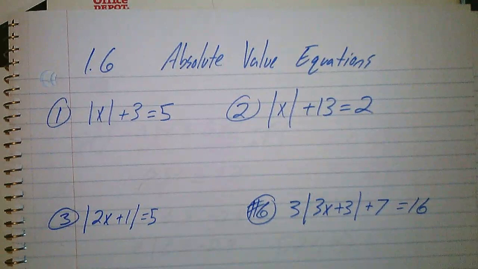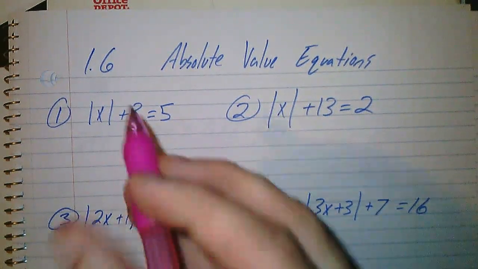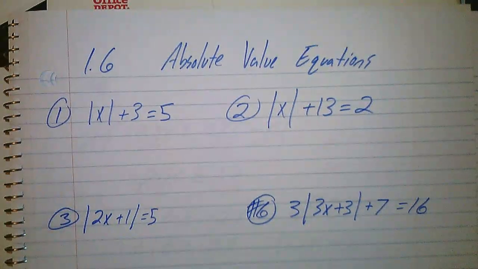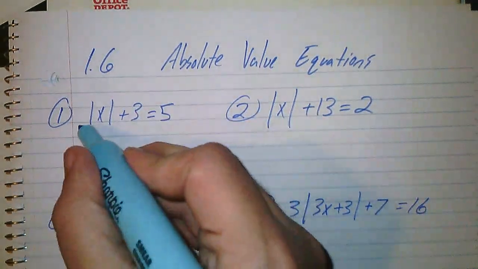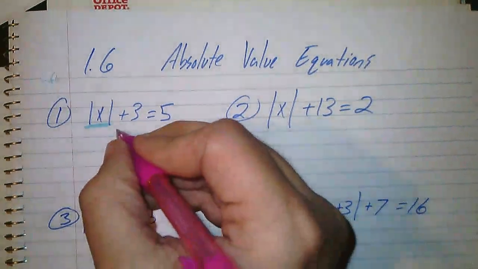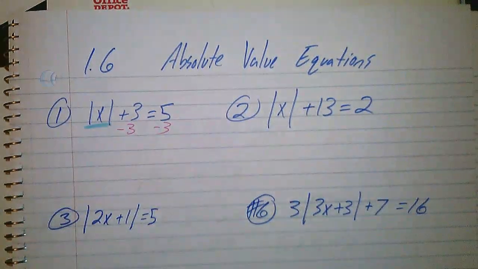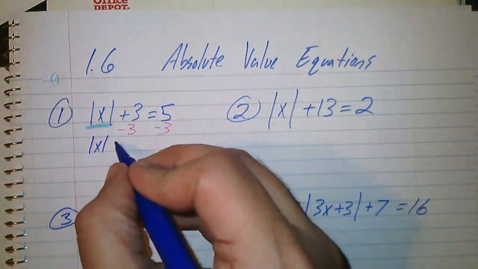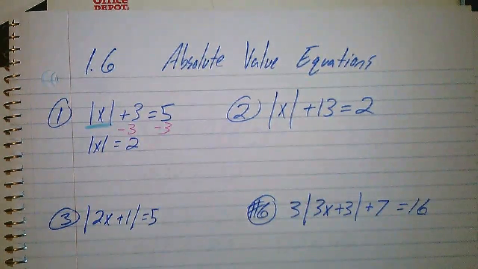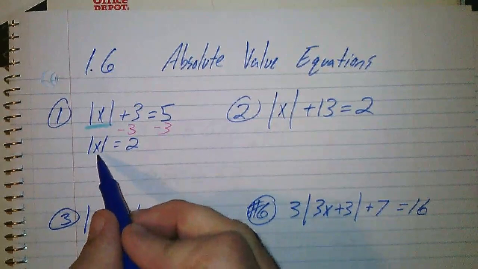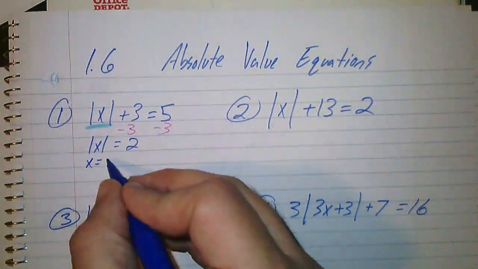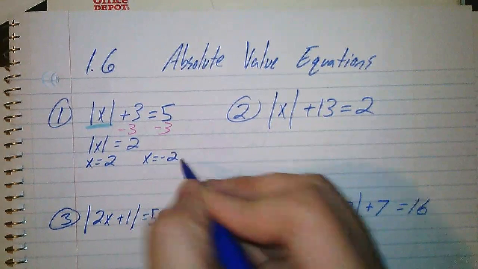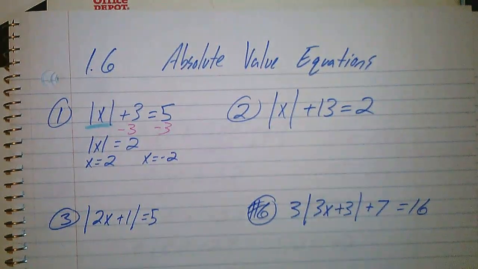Let's look at some examples from the homework. 1.6, if you're in my Fall 23 AIM course. So again, we want to isolate what's right here. So we're just going to subtract 3 from both sides. So now the absolute value of x equals 2. We have isolated the absolute value, so we drop the bars, set it equal to positive 2 and negative 2. And then we're done.